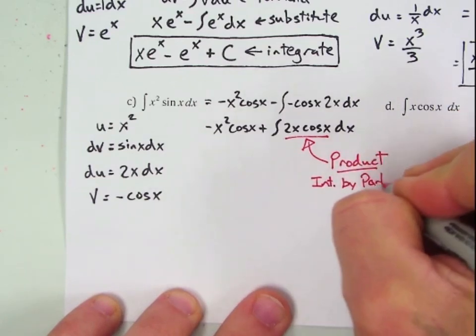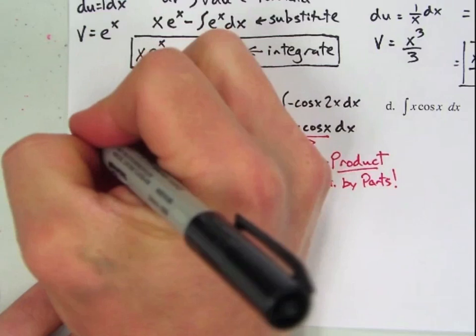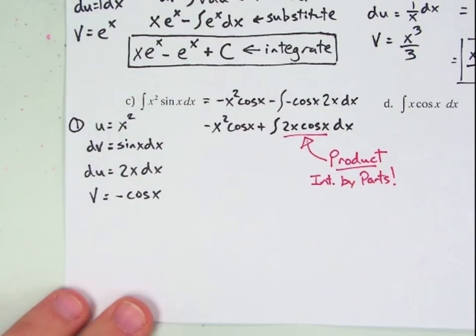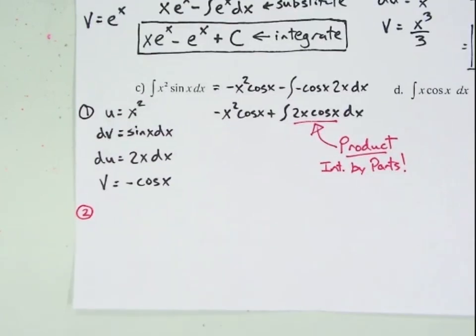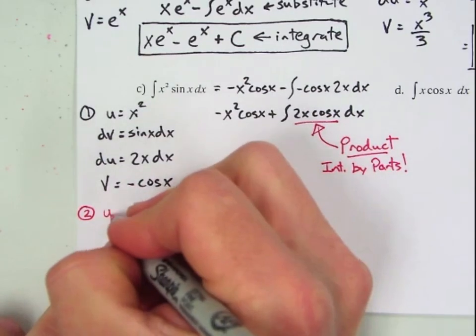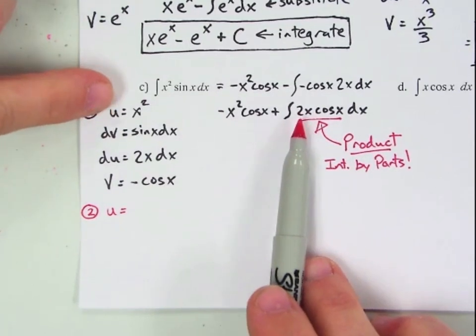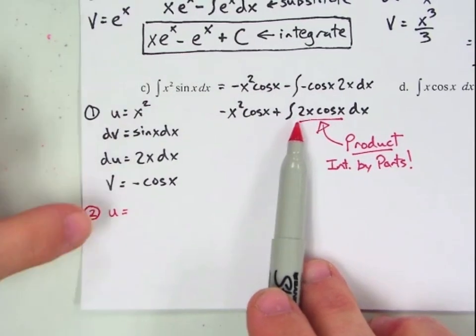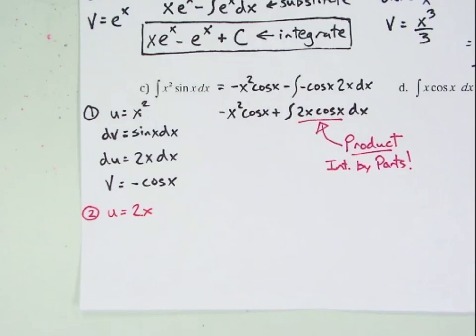So what I do is I label this as my first integration by parts, and then I make a second integration by parts. Now we want to integrate 2x cosine x. Notice it's a little bit simpler than it was. Because we had x squared as u before, and now u is going to be 2x. The exponent means we're going to have to do this another time. So u equals 2x.